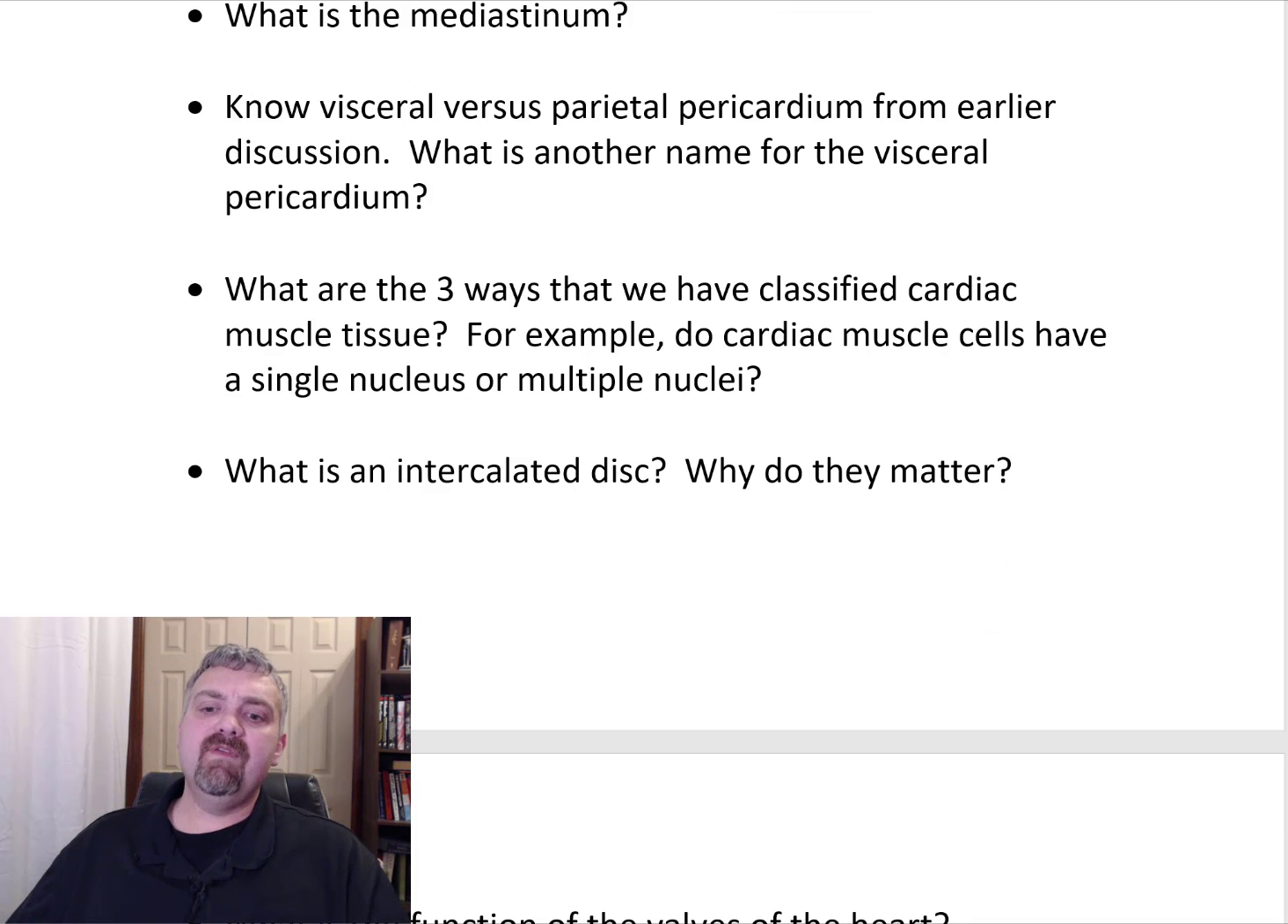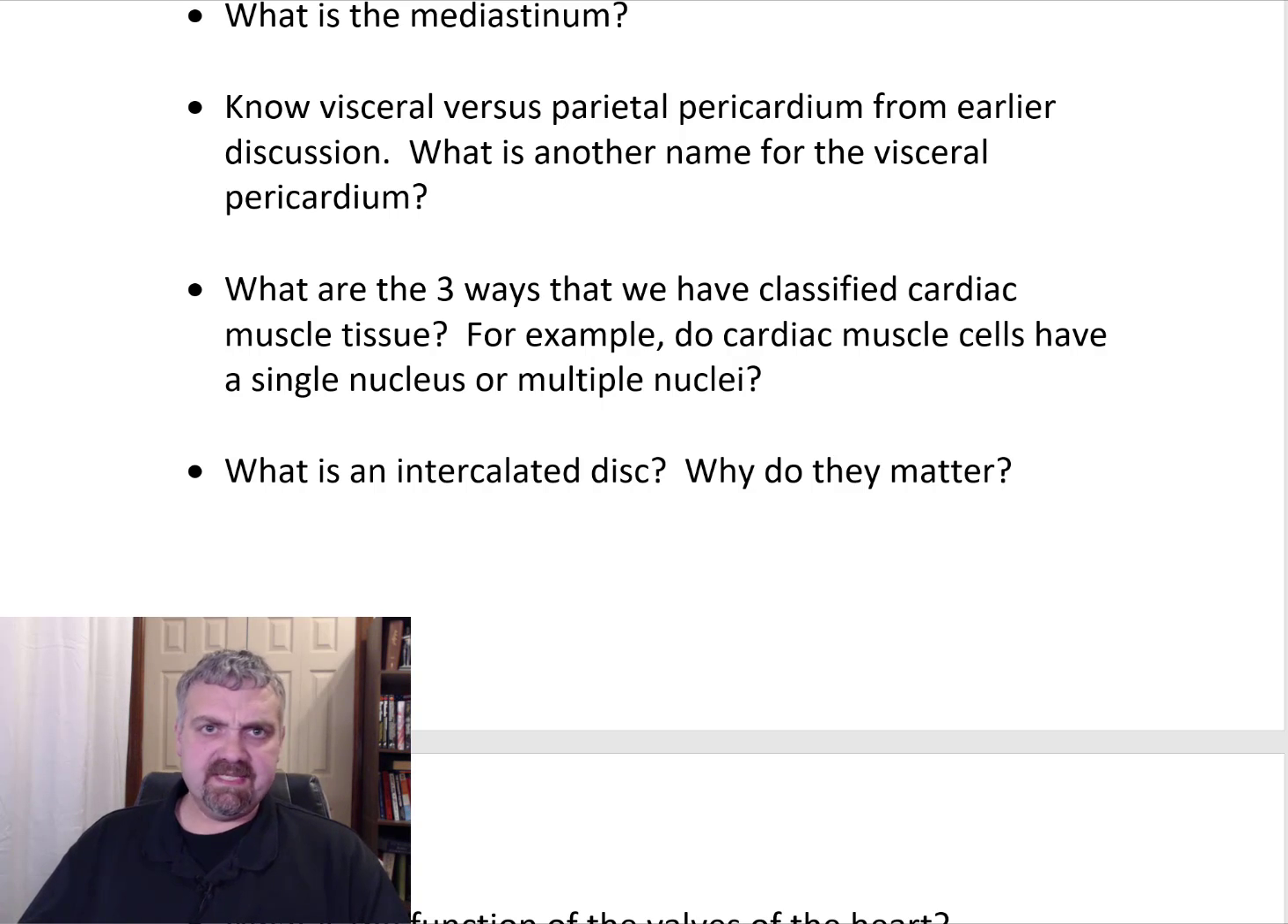All right, now visceral and parietal pericardium from earlier discussion. What is another name for the visceral pericardium? So hopefully you remember your ventral body cavities. They're these double-lined cavities that have a visceral and a parietal layer. Visceral means organ, so that's going to be the layer that's on the organ itself. Parietal basically means body wall, so that's going to be the layer that lines the cavity the organ is in. The reason these layers are important is because between the visceral and parietal layers, you're going to have a very serous watery fluid, which reduces friction. So when your heart beats, there's not friction between the heart and the structures around it. So that's the visceral pericardium on the heart itself, and the parietal pericardium lining that cavity.